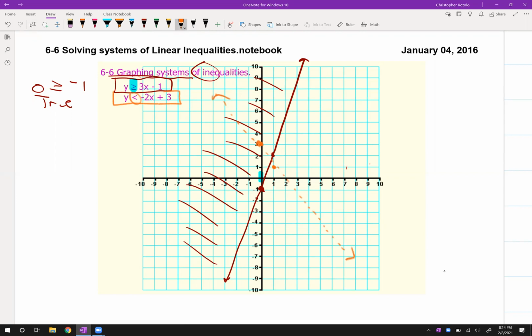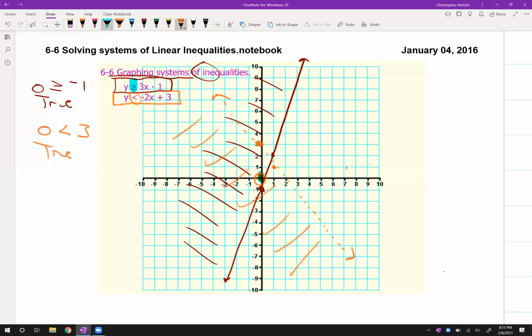All right, here's our dashed line. We're going to test. Where are we going to test? 0, 0. There it is. And as we test, we say, is 0 less than 3? Is 0 less than 3? That's true as well. So that means on the bottom or the left of this line.